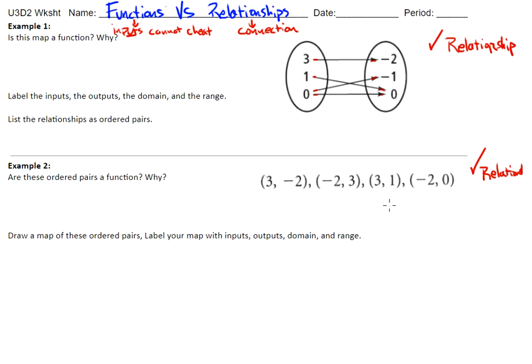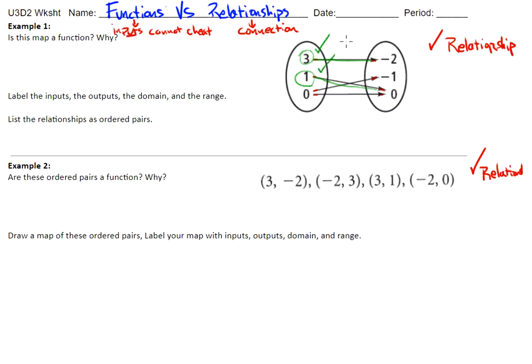So the thing is, relationships are easy, but the question is, does this map a function? So let's check all of our inputs. We only look at inputs right now. So I look at the 3. The 3 is in one connection. The 3 is good. The 1 is in one relationship.